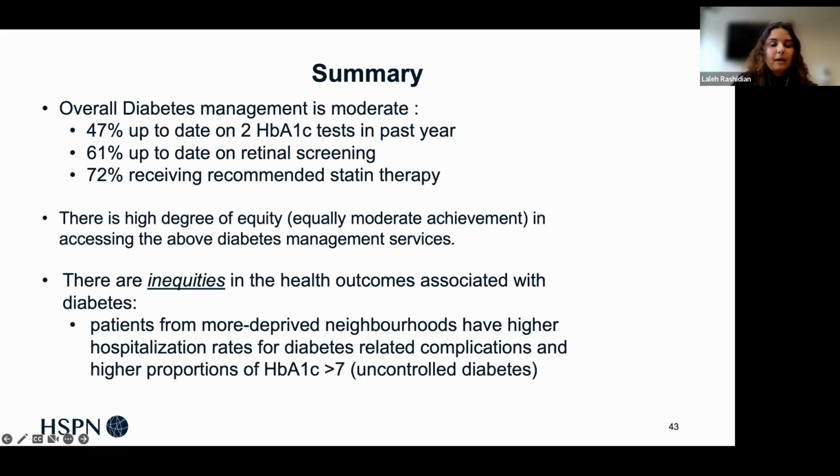screening indicators. But what we did see is that there were inequities in our health outcomes associated with diabetes, meaning that patients from more deprived neighborhoods had high hospitalization rates for diabetes-related complications, and they also had high proportions of HbA1c levels that were greater than 7, meaning that their diabetes is uncontrolled.